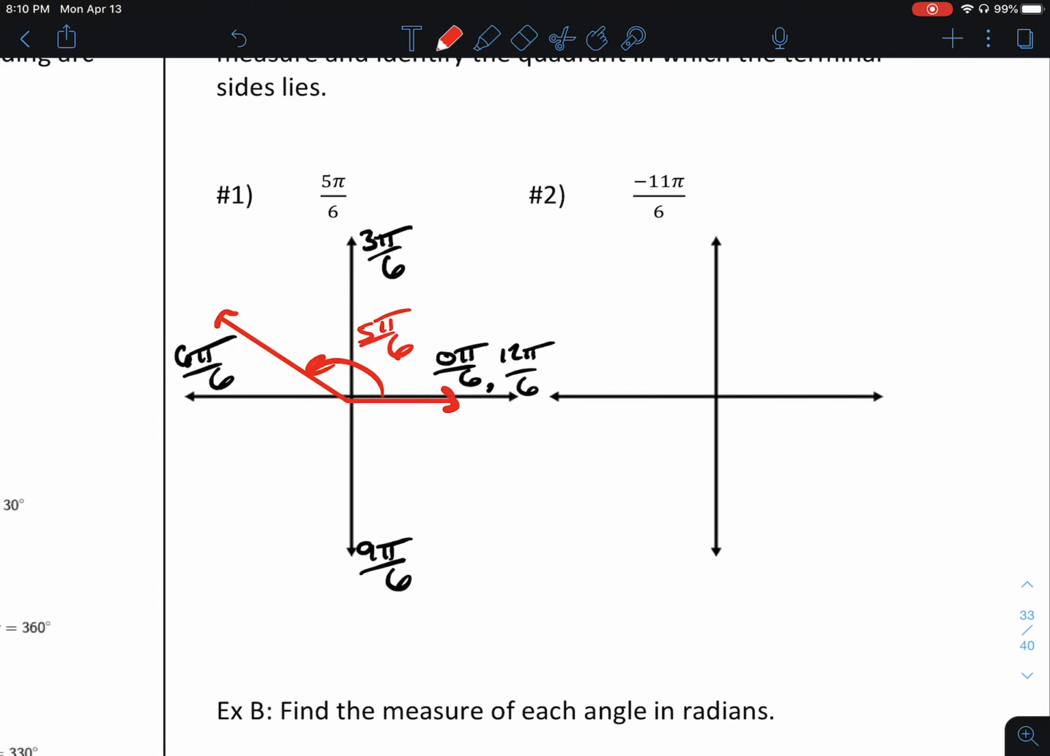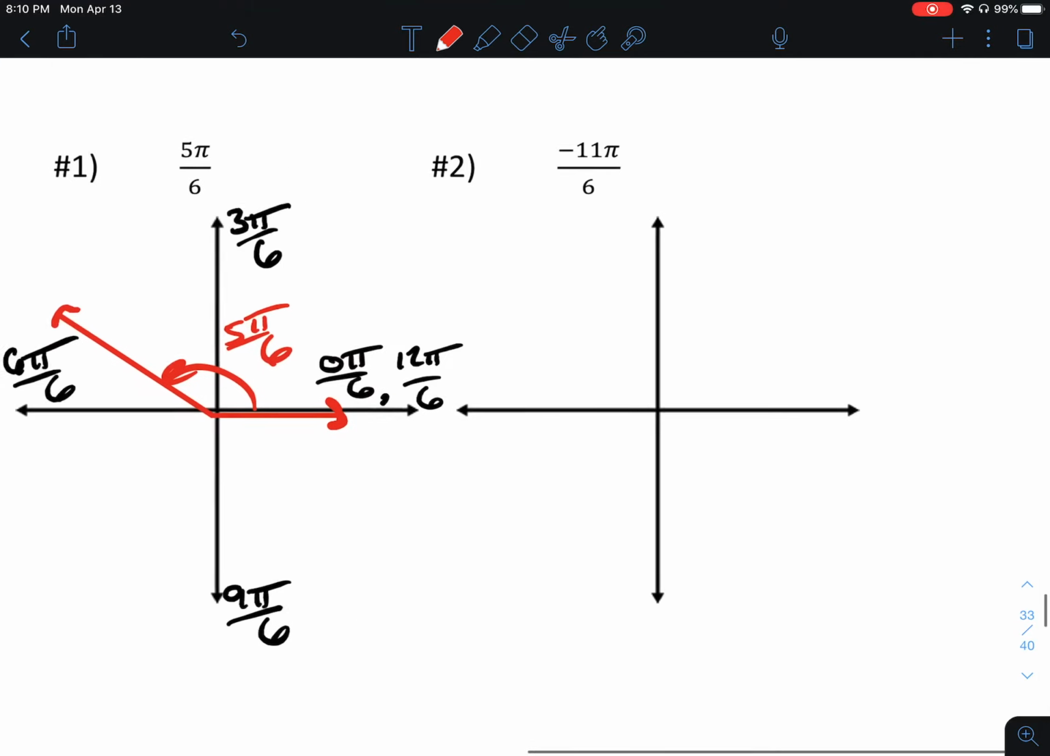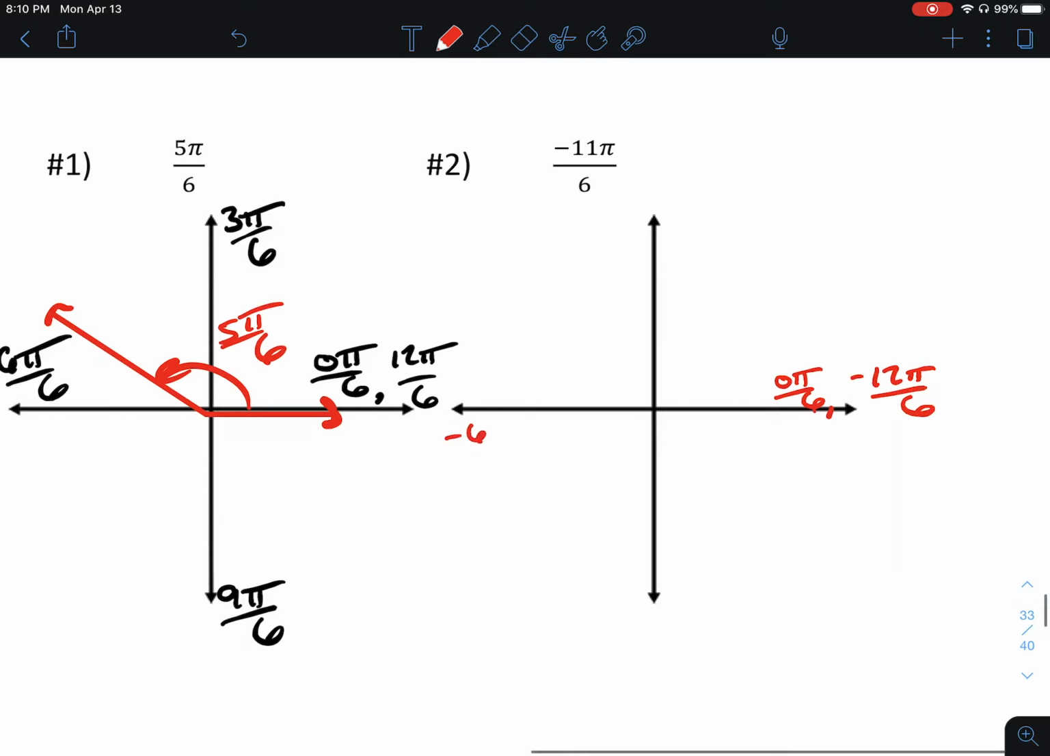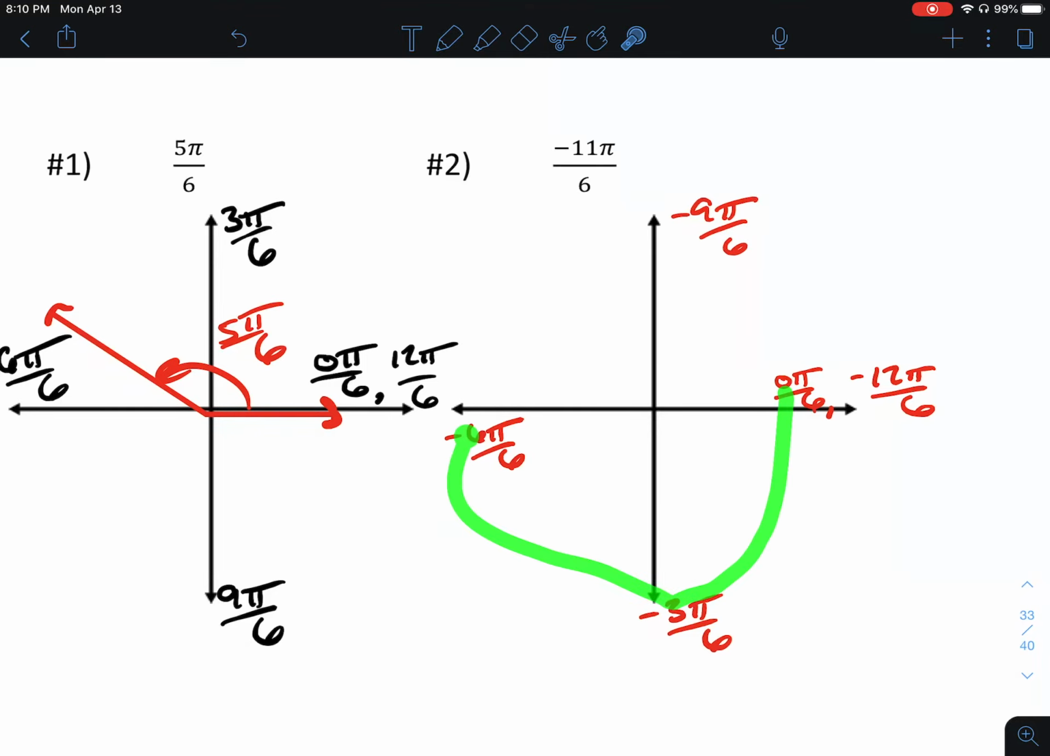Number 2 is also using denominators of 6. And it's a negative angle, so we're going to go in the negative direction. So we got 0 pi over 6. Complete revolution is negative 12 pi over 6, because that's the same as negative 2 pi. Halfway around is negative 6 pi over 6. Going in the negative direction, halfway between 0 and negative 6 is negative 3 pi over 6. It's going to make this 9 pi over 6 negative. So we get 0, negative 3, negative 6, negative 9, negative 12. It's a consistent pattern. Negative 11 pi over 6 falls between negative 9 and negative 12.